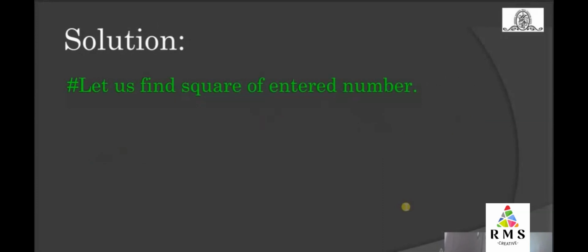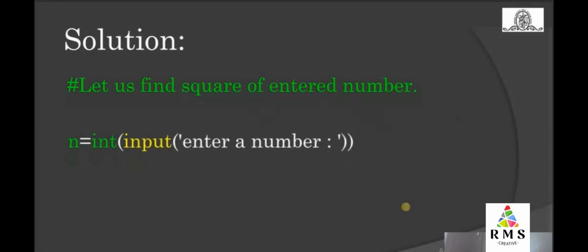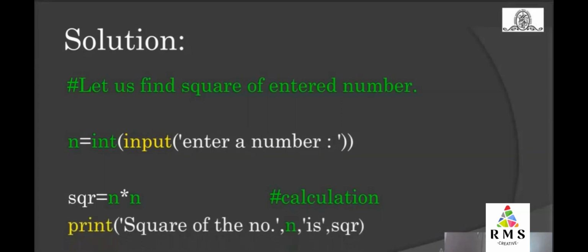Let us find square of entered number. This is written again, hash is used, so this is a comment. n is equal to integer input, enter a number. We are expecting integer input. Square will be equal to n star n. Right? So square will be calculated. You can also use the power operator over here. So power 2 should be used. Okay, that can also be done. Hash calculation. So calculation is done at this particular step. So that is written over here. And print square of the number n is square.